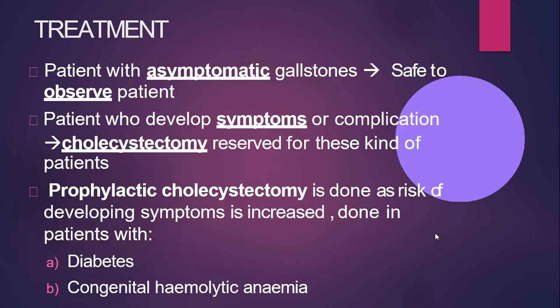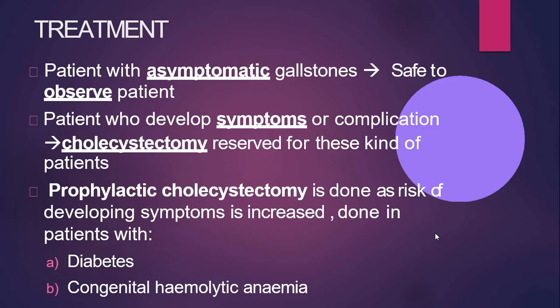So treatment: a patient with asymptomatic gallstones, is it safe to observe the patient, or is it better to do cholecystectomy? A patient who develops symptoms or complications, treatment obviously is surgery, and that is cholecystectomy. Prophylactic cholecystectomy sometimes you can do when the risk of developing symptoms is increased, and it may be done in patients with diabetes or congenital hemolytic anemia.